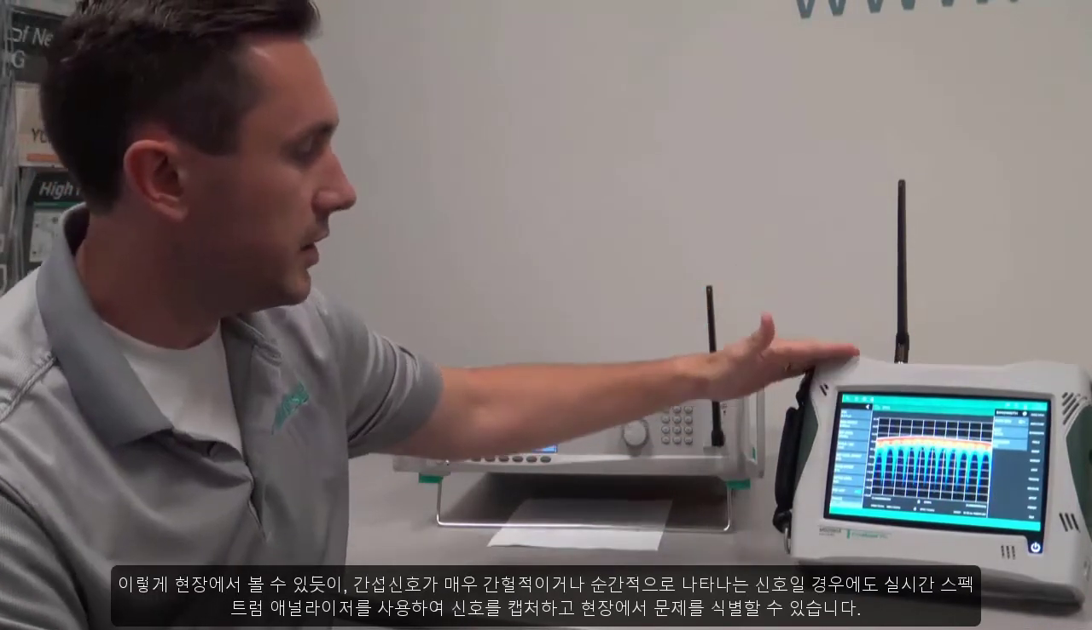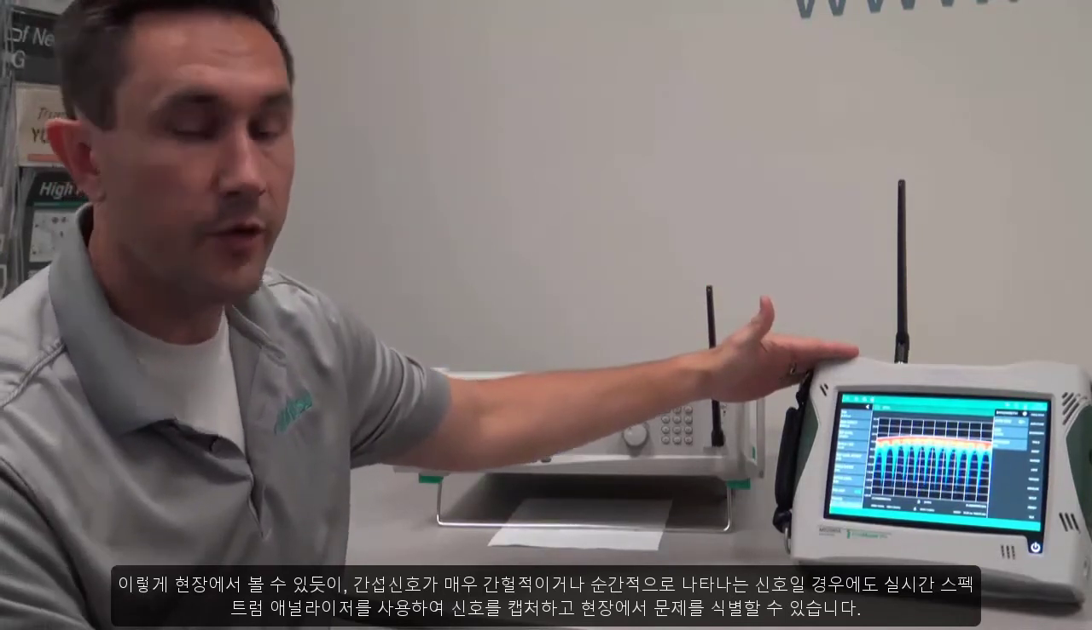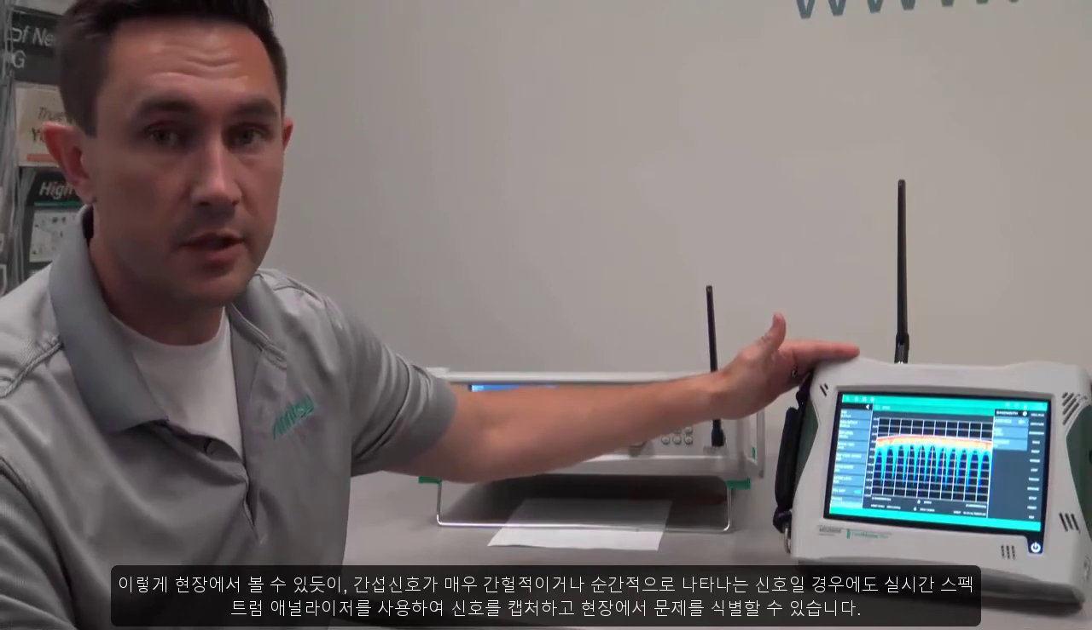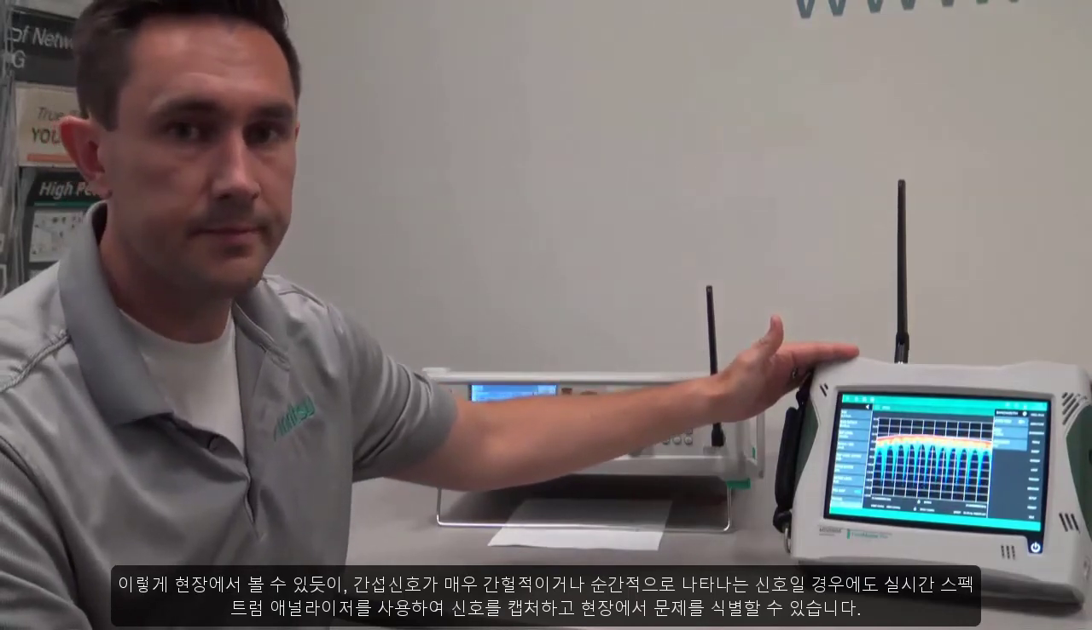So you can see in the field, if you have interferers that are very intermittent or very narrow, you can still use your real-time spectrum analyzer to capture those signals and identify problems in the field.